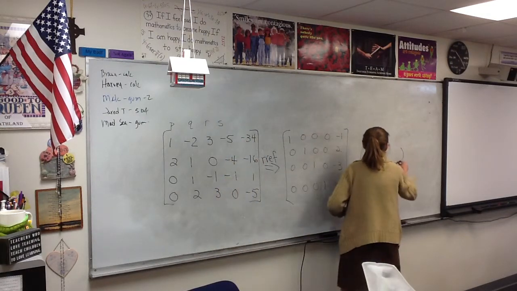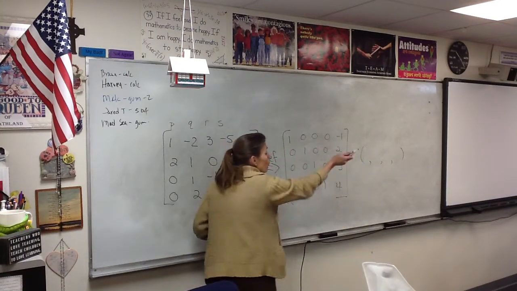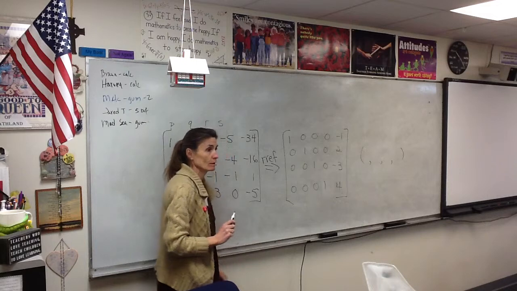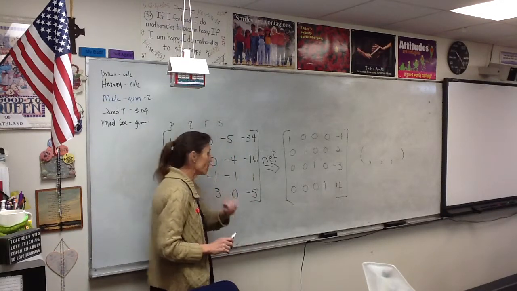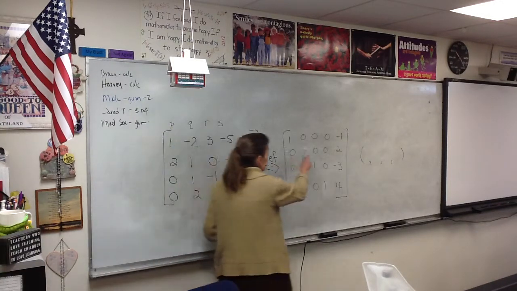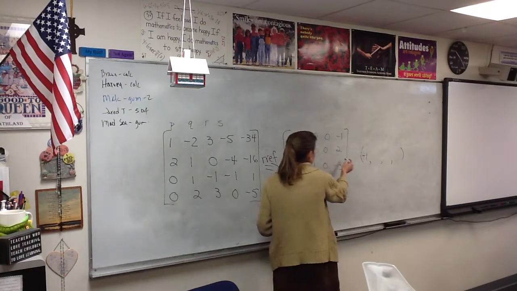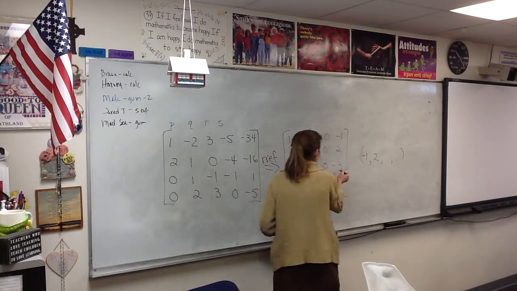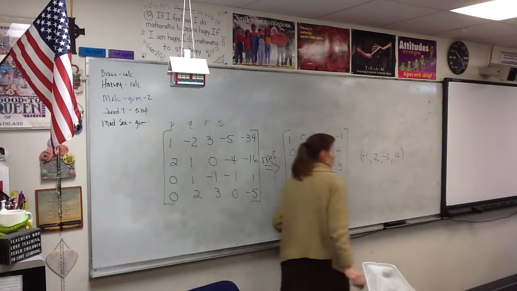The answer should be a parentheses with 4 numbers in it. It's not an ordered pair, it's an ordered quadruple. 4 numbers in it, a P, Q, and R, and an S. What is P? -1. What is Q? R, S. There's your answer.